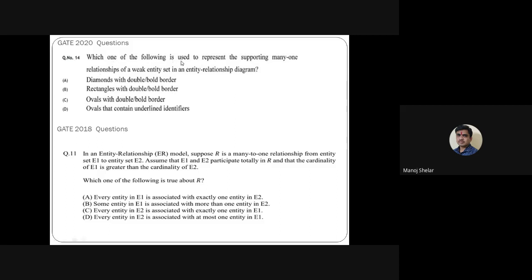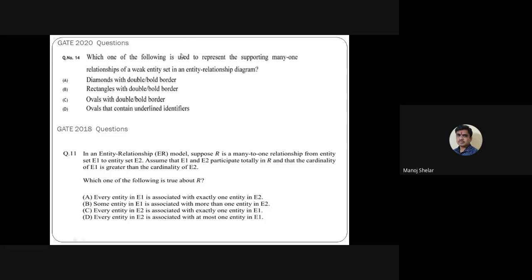Which one of the following is used to represent the supporting many to one relationship? This is a great exam question from the 2020 exam. Many to one means, suppose a simple example: many customers use one, many to one. Many students select only one course. So that is a many to one relationship. Suppose the example is the DBMS course. Many students pick only the DBMS course. So that is a many to one relationship.